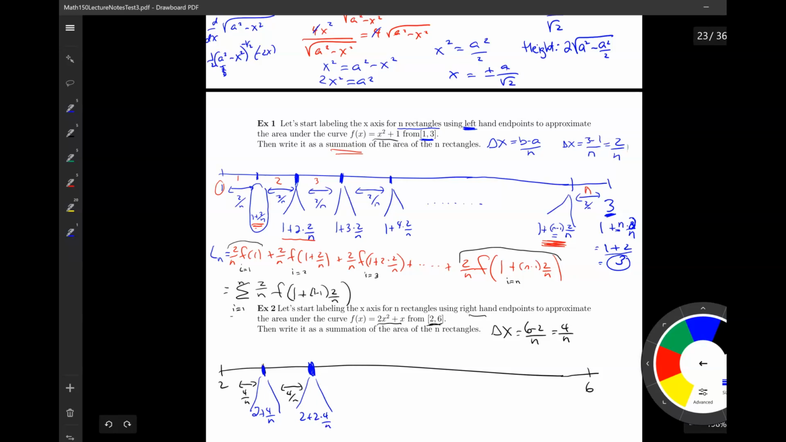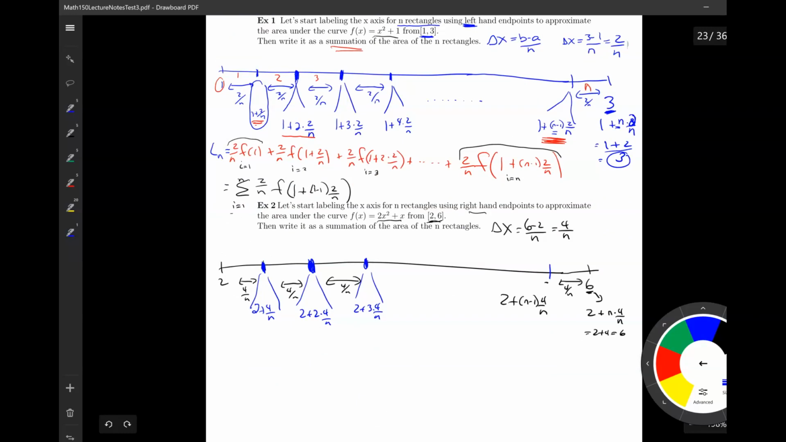So what I'm doing is I'm identifying what these x values are. Then I make another rectangle of width 4 over n. And then I get to this next edge point, and this next edge point will be 2 plus 3 4 over n's. All right, so we get the idea. And then we get down to here where this is the width of 4 over n. So this number 6 here comes from 2 plus n 4 over n's. The n's canceling, so I get 2 plus 4, that gives me 6. Okay, so that's this edge point right here. And this edge point here would be 2 plus (n minus 1) 4 over n's.